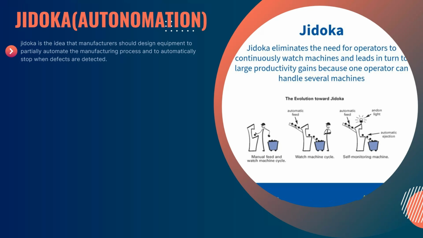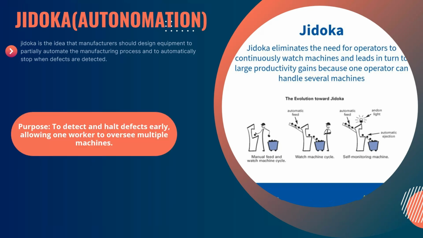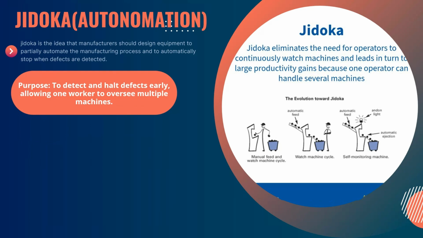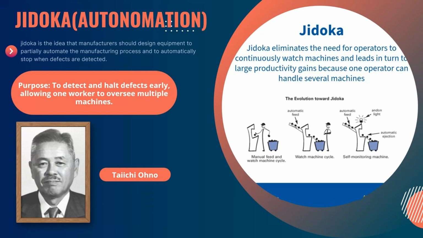So a single person could monitor multiple machines while these machines are already producing the product. That's the whole point of Jidoka. Basically, you are giving a human-like capability to a machine, right? So what's the purpose? To detect and halt defects early, allowing one worker to oversee multiple machines, as I already told you. So who gave Jidoka? Again, Taichi Ono gave Jidoka.